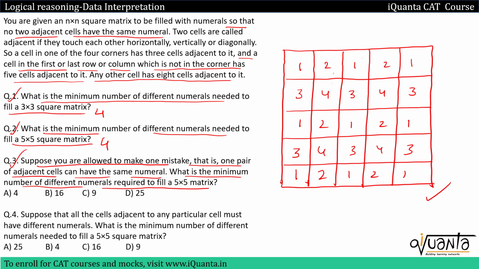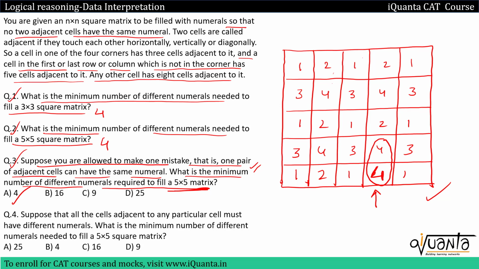So now in the same table, I'll put a number in one of the cells so that two adjacent cells have the same number. If I take this 2 over here and make it 4, I can see that these are two adjacent cells having the same numeral. No condition is being disturbed. So we can say that yes, we can still make a 5 cross 5 matrix with a minimum of 4 numerals, keeping this condition as well, that one pair of adjacent cells can have the same numeral.